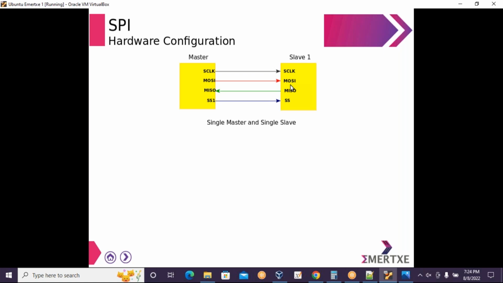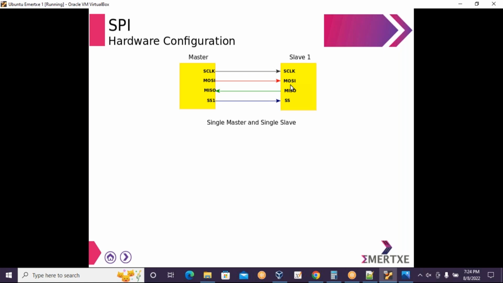And next is master in, slave out. At this time, slave is giving the data and master is receiving it. So observe this green line and its direction towards the master because slave is transmitting this time and master is receiving. So this is MISO.